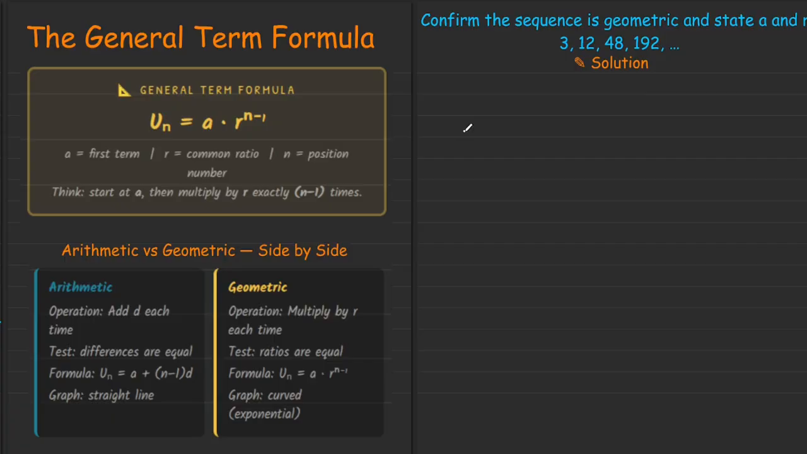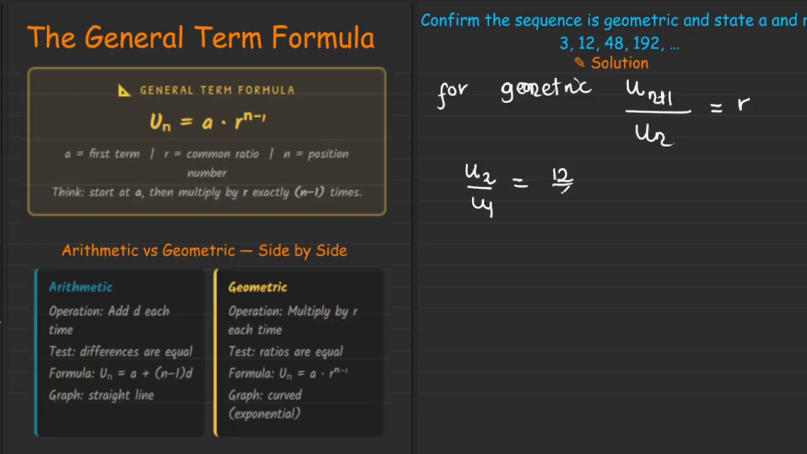Since we are confirming, we need to state the condition for a sequence to be geometric. We know that for geometric, u of n plus 1 divided by u of n should be equal to r for all of them. So for this case, let's try with our first one. U2 divided by U1 becomes 12 over 3, and 12 over 3 gives us 4. Let's try the next one.